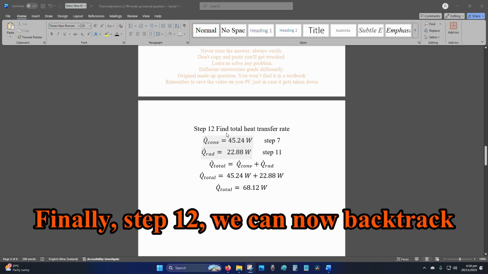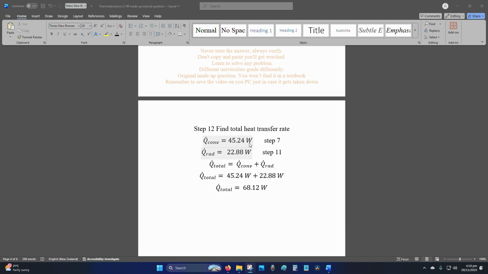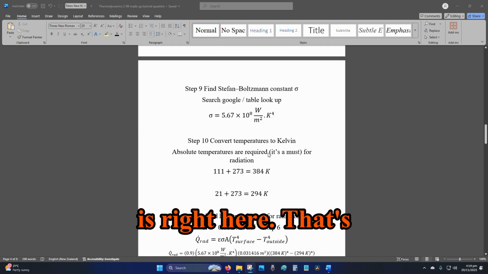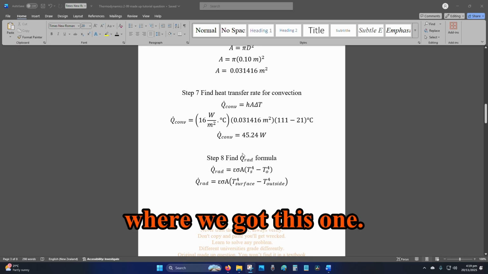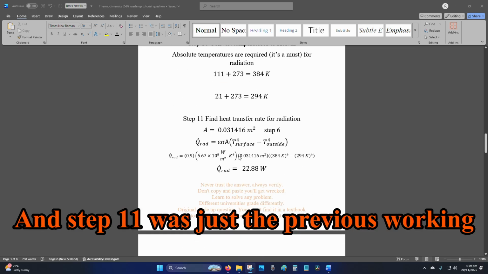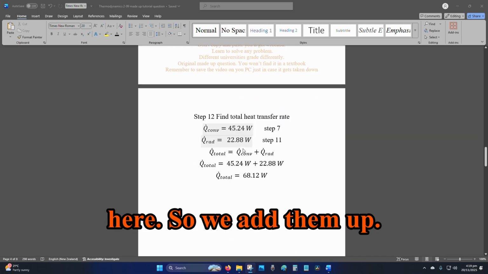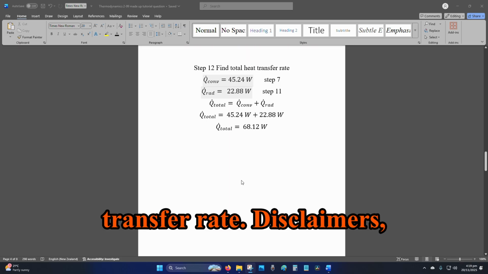Finally, step 12, we can now backtrack and find the total heat transfer rate. So you got convection and radiation. Step 7 is right here. That's where we got this one. And step 11 was just the previous working that we done right here. So we add them up, we'll get 68.12 watts for the total heat transfer rate.